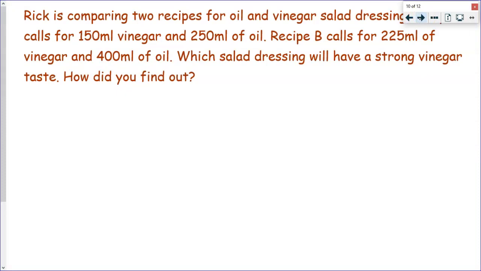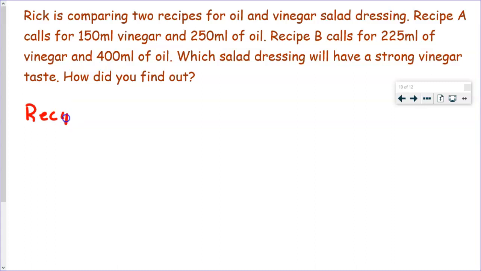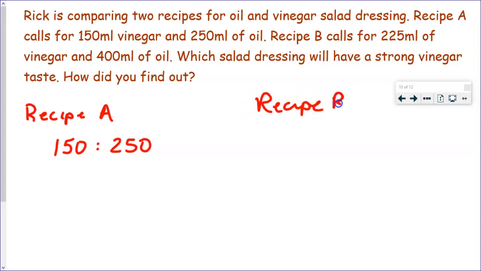Okay, here we go. Rick's comparing 2 recipes for oil and vinegar salad dressing. Recipe A calls for 150 milliliters of vinegar and 250 milliliters of oil. I'm going to write that down right away. Okay, recipe A is 150 milliliters vinegar to 250 milliliters oil. I'm going to leave my units out for now. Recipe B calls for 225 milliliters of vinegar to 400 milliliters of oil. Sorry, I'll do this as a ratio first. Got ahead of myself.